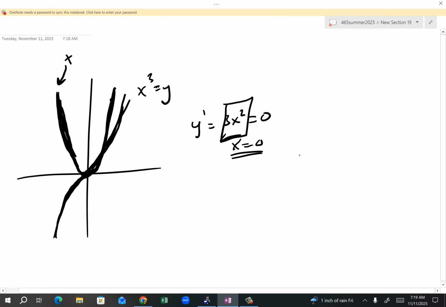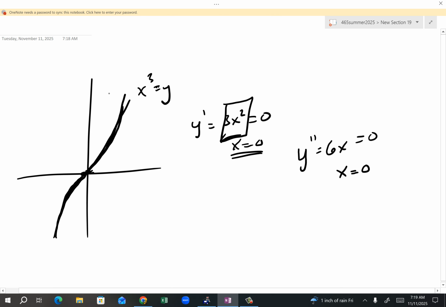Well, wait a minute, Groom. What if I did y double prime? Well, that would be 6x. I know. Well, what would setting that equal to 0 tell you? That's a good question, huh? So also it equals 0 at 0. Interestingly enough, that's pretty slick because look what happens if you graph that line. You get this guy.